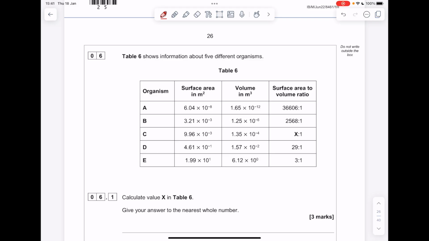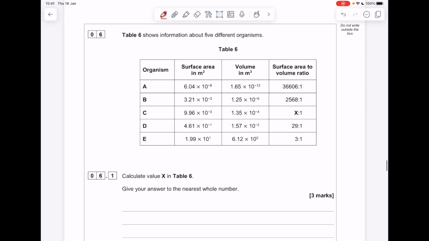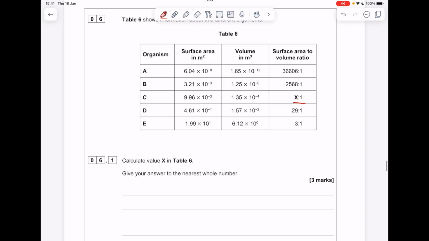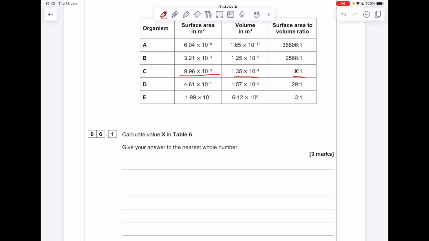Table 6 shows information about 5 different organisms. Calculate value x in Table 6. Give your answer to the nearest whole number. So we're looking for the surface area to volume ratio. So we look at these two numbers, identify the smallest number, it's this one, and divide both of those numbers by that number. I'll show you what I mean.